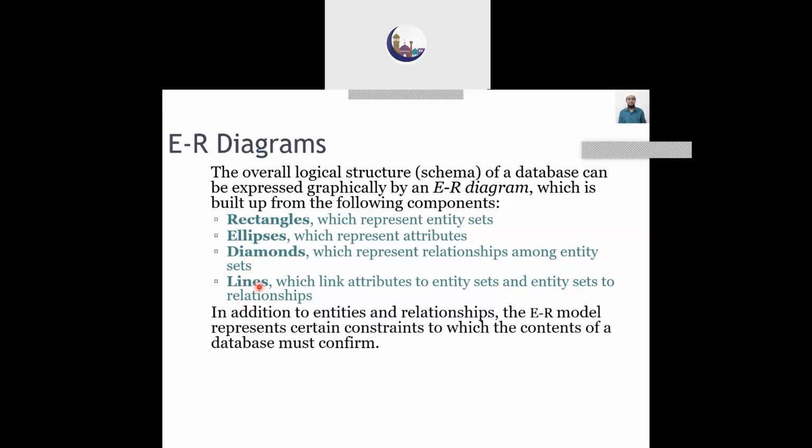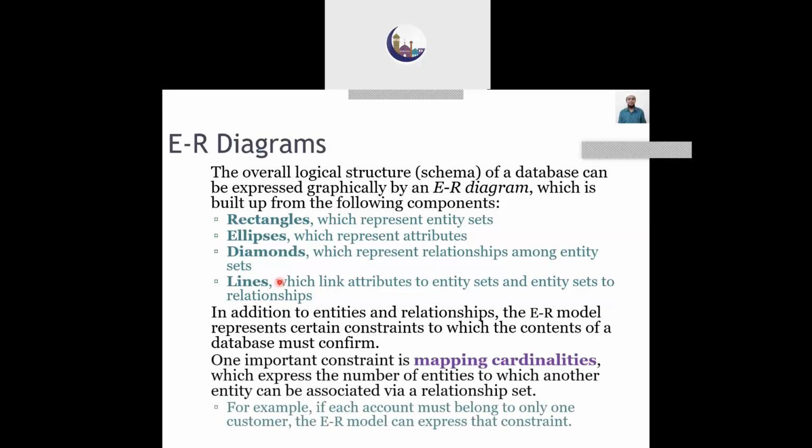So we have various other representations which we'll come to know. For example, in ellipses, we have different types of ellipses. In rectangles, we have various types of rectangles. In diamonds also, we have different types of diamonds. In lines, we have various types of lines denoting various things. All those things we will see one after the other. But before we move on to actual diagrams, one more thing which is very important for us is mapping cardinality.